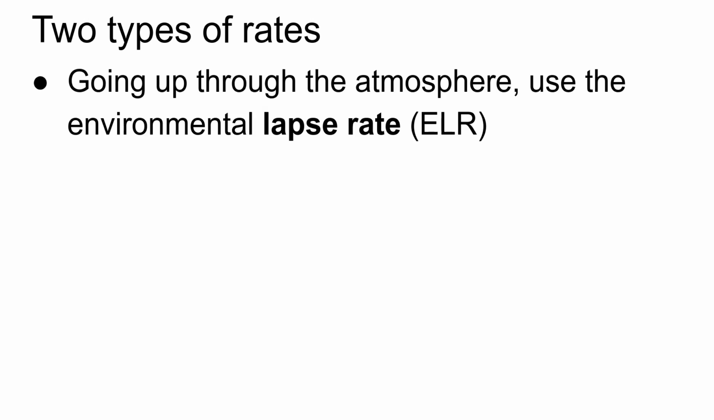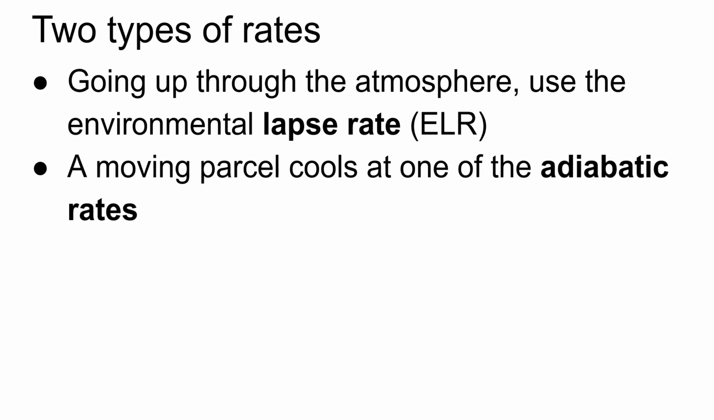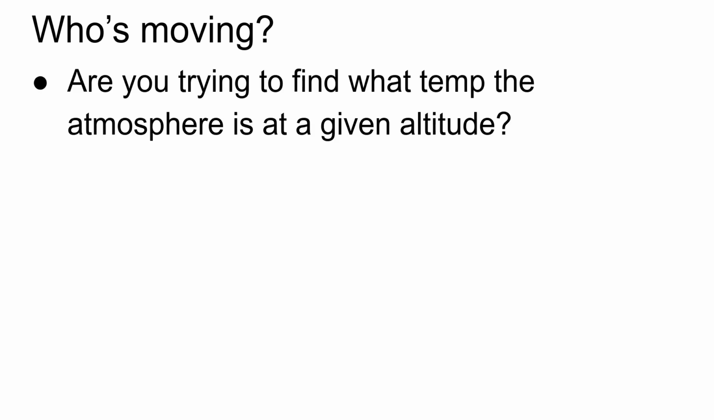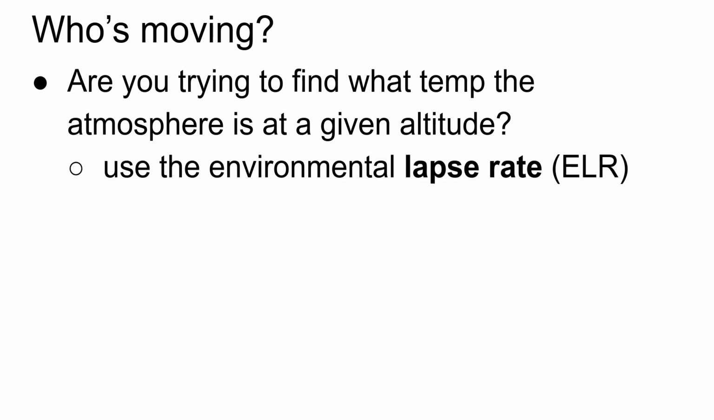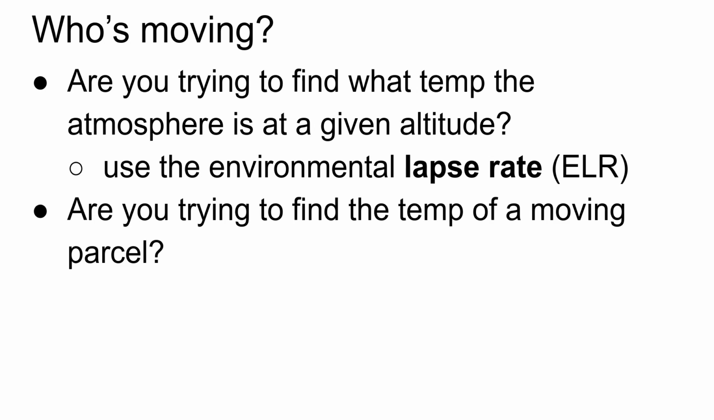More review, there's 2 types of rates. There's the lapse rate, which applies to the environment. And then if it's a moving parcel, you're using one of the adiabatic rates. To determine which rate you're using, you just need to ask who's moving. Are you trying to figure out what temperature the atmosphere is? The atmosphere is part of the environment, so you're going to be looking at the environmental lapse rate. If you're trying to find the temperature of a moving parcel, that's going to be one of the adiabatic rates. The dry rate until it cools and you get condensation, then it's going to cool at the moist rate.